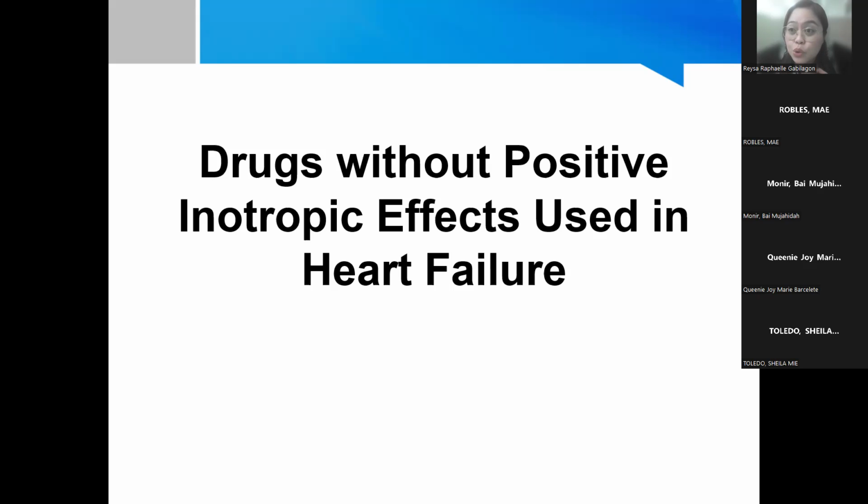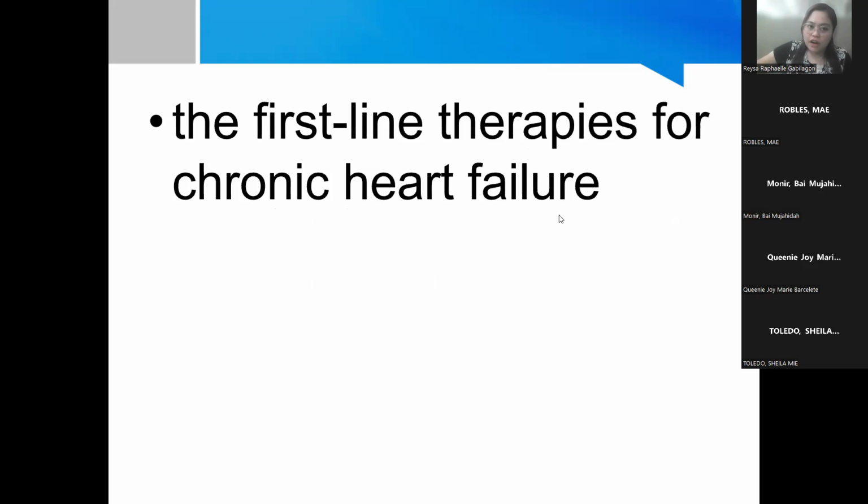So they have nothing to do with the force of contraction. Nevertheless, they are used for heart failure. Take note of that. Ginagamit pa rin sila sa heart failure, pero wala silang direct effect on the contraction of the heart. But actually, even though they don't have the direct effect on the contraction of the heart, they are our first line therapy for chronic heart failure. The patient gets diagnosed with heart failure. These are the first drugs we give the patient.